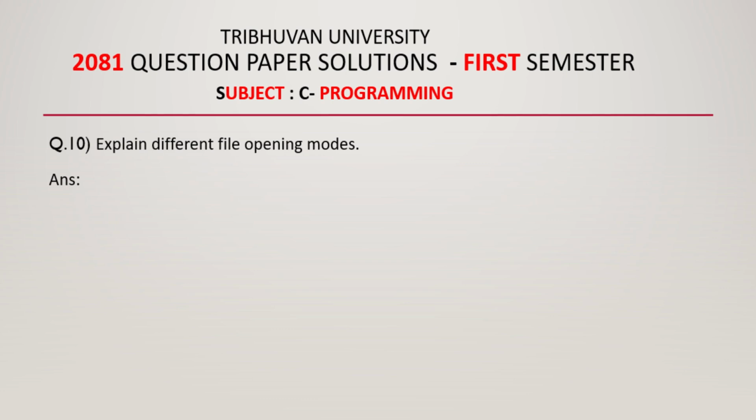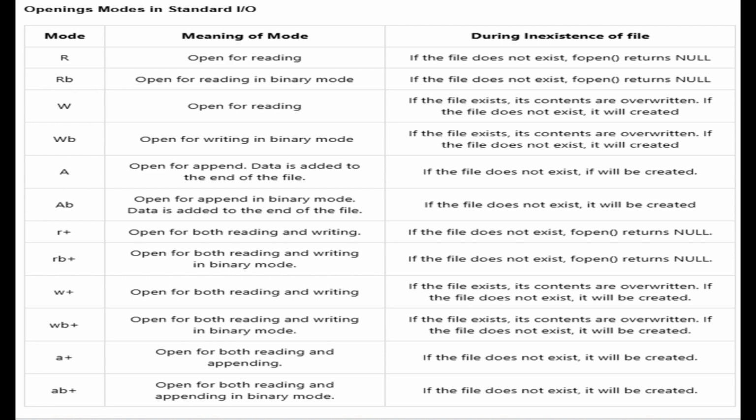In today's video, we'll discuss a very important topic from C programming, file opening modes. When we work with files in C, we use the function fopen to open a file. But while opening, we must tell the computer how we want to use that file, whether to read, write, or append data. This is done using file opening modes. Let's understand the different modes one by one.